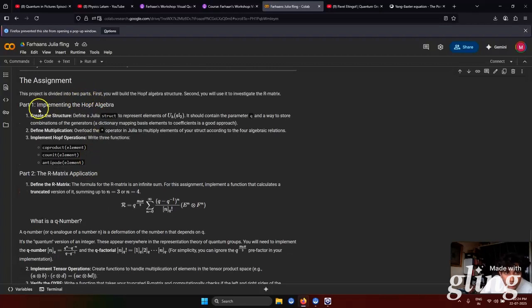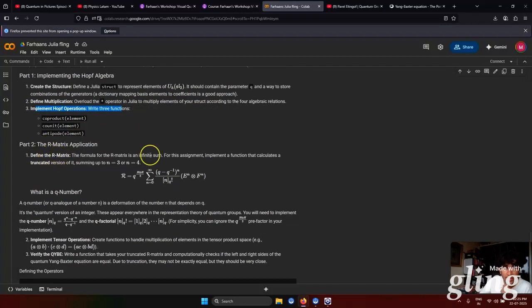Okay, now first thing is we're going to create the structure of our elements, and we're going to find a way to express what our generators are. So we're probably going to use just dictionaries for a simple approach. This is going to be easy. Then we're going to define our R matrix. We're going to have R get calculated over here.